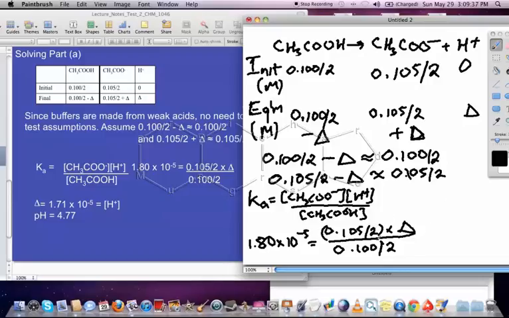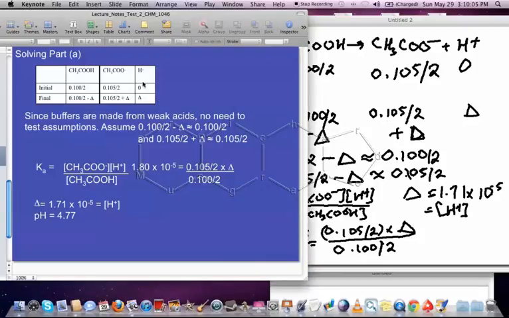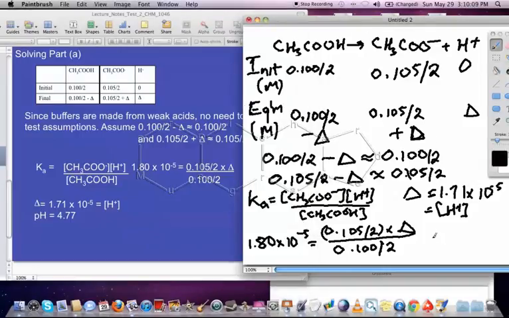Now I can calculate delta, and I would do so by multiplying 1.80 times 10 to the negative 5 by 0.100 over 2 and dividing that total by 0.105 divided by 2. That'll give me delta, and delta comes out to be 1.71 times 10 to the negative 5. Now that happens to equal the concentration of H+. I know that from the table. You can see that the concentration of H+ equals delta. So now I've calculated delta, that is the concentration of H+.